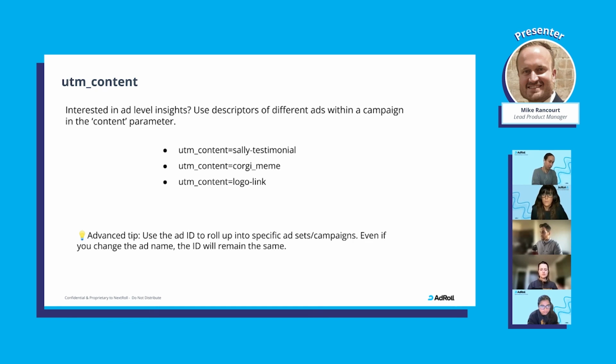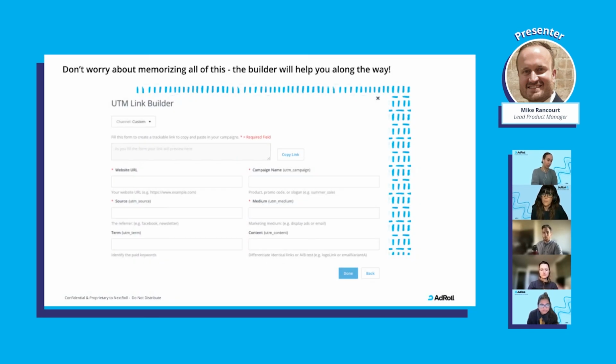And the tip that we have is you could utilize IDs rather than names. If your ad name changes, the ID will not. So utilizing that ID will allow you to track it back to, if you have multiple iterations of names of that ad, the ID will be a one-to-many mapping that you could use in your analytics tools. So let's start building.